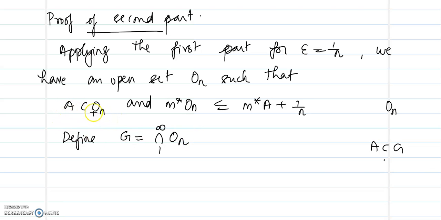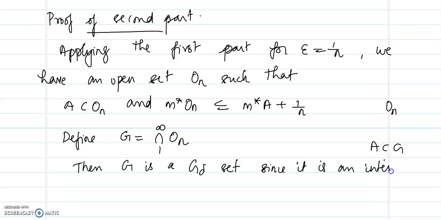Now for each O n, A is contained in O n. So therefore, A will be contained in the intersection of O n also. So then G is a G delta set, since it is an intersection of countable open sets.